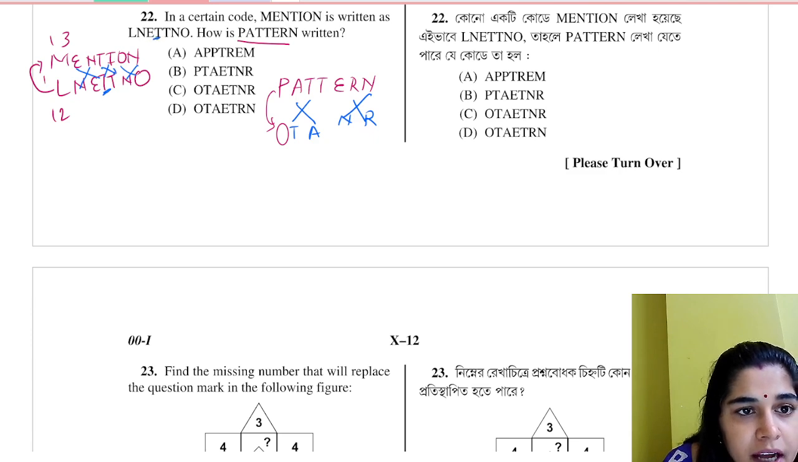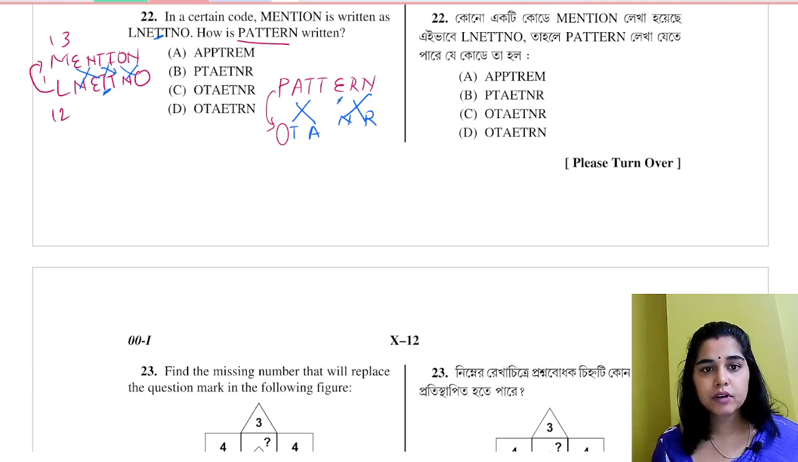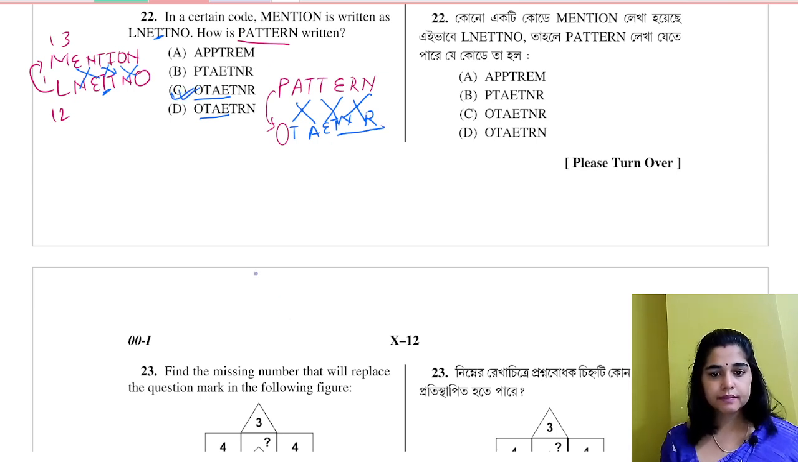So here there will be I. And here there will be E and this will be T. So OT AE, OT AE, TNR, TNR. So the answer will be 3.